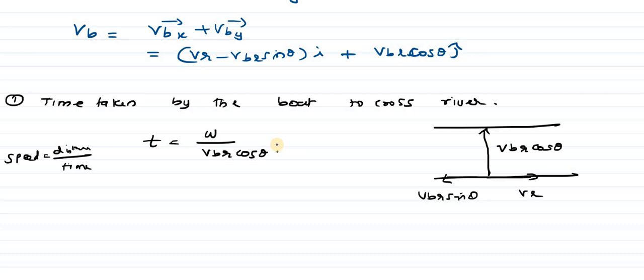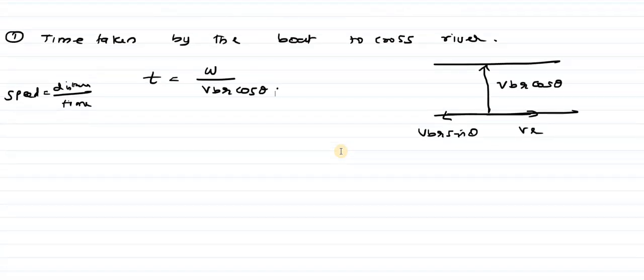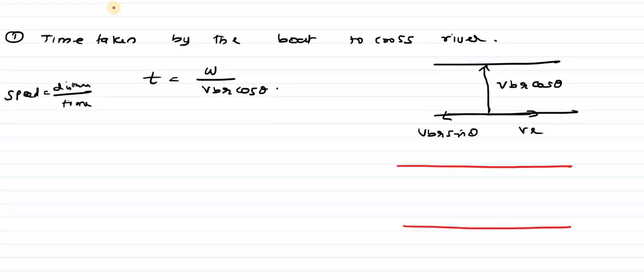Is it clear? So which component is helping in crossing? Which component is helping in drifting? This horizontal is nothing but what? Drifting, we say. So because of this, this is the time taken to reach this. Correct? So now, when the boat reaches this place, what happens?